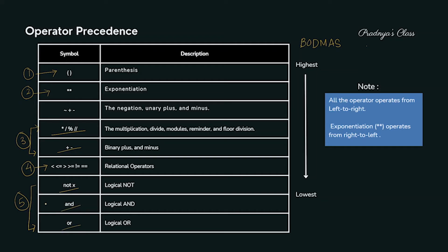So keep in mind these 5 categories which we can write as parenthesis, then exponentiation, then arithmetic operators. After that we have relational operators and at last logical operators will get evaluated. Wow, we got one nice word, PEARL. So in this order the operators will get evaluated.